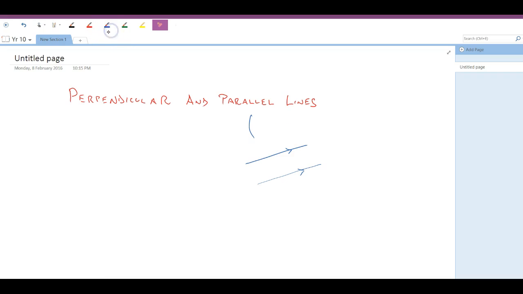And perpendicular lines, while we're at it, we know that lines are perpendicular when we see this little box in here to denote that they're at right angles. So these are perpendicular lines, these are parallel lines. Now parallel lines have exactly the same gradient. Parallel lines have equal gradient. Okay, exactly the same. So that's how we identify parallel lines.